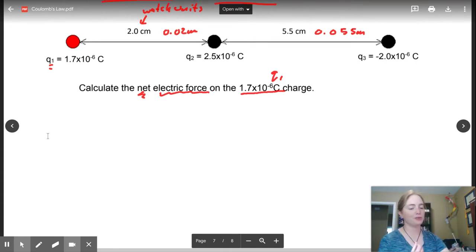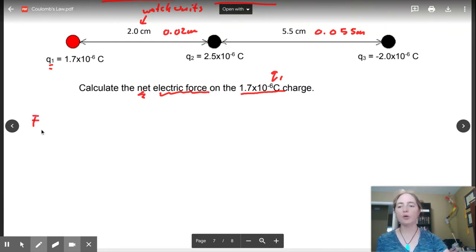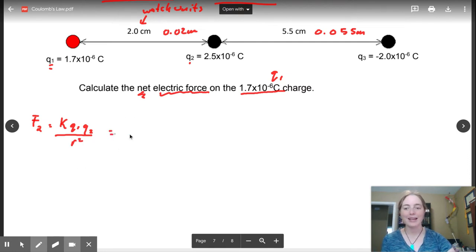The first thing we're going to do is calculate the electric force that Q2 is going to be applying to Q1. I'm going to call it F2, because it's what Q2 is applying to Q1. So it's going to be your k Q1 Q2 divided by r squared, same as what we were looking at previously. And just for the sake of space, because we're going to be doing a couple of these, we're just going to put it in this way.